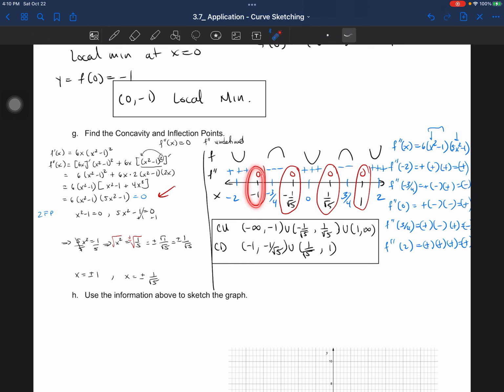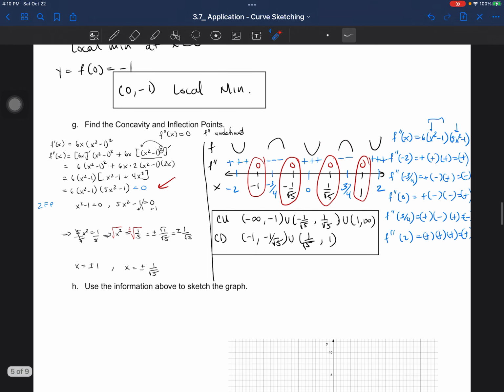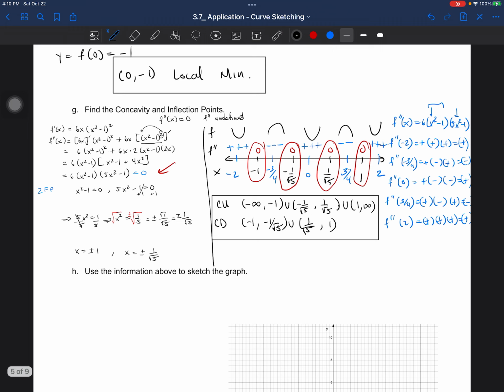And inflection points. We still gotta figure out if we have an inflection point, and by looking at this, this is actually an inflection point because there's a change of concavity. This is also an inflection point because there's a change of concavity. There's an inflection point because there's a change of concavity, and because there's another change of concavity, this is also going to give us an inflection point, right? So we need to figure out all these values.